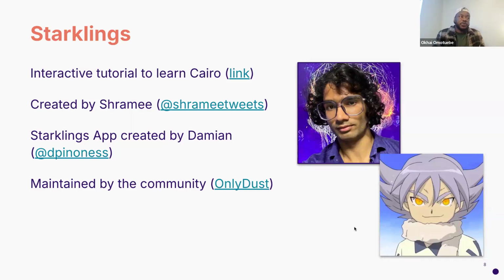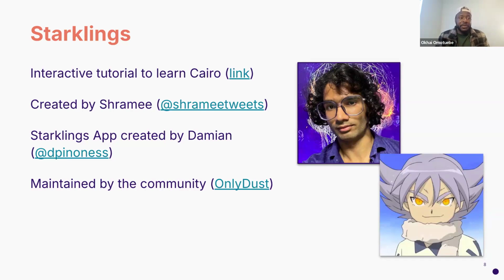Also, today we're going to be doing an interactive section with Starklings. It's a way to learn Cairo. It was created by Charme Tweet, and now we have the Starkling app created by Damien, which allows you to practice Cairo in the browser, which you're going to be doing today. Before this, you had to fork the Starklings code and build it on your system, install Starknet, Cairo as a dependency or Scarb, and manage all these dependencies.